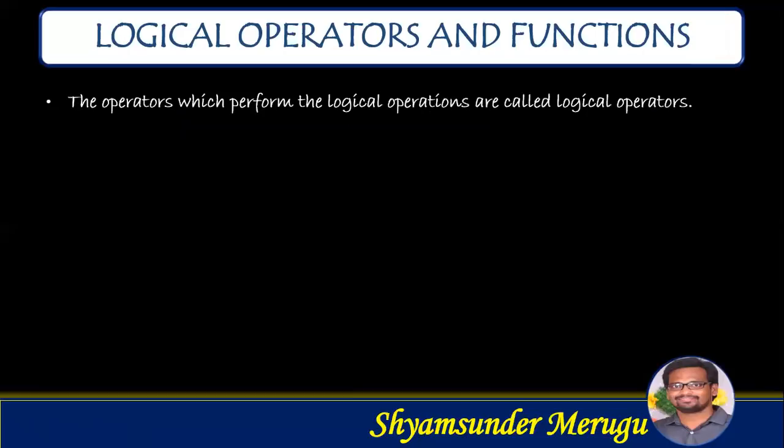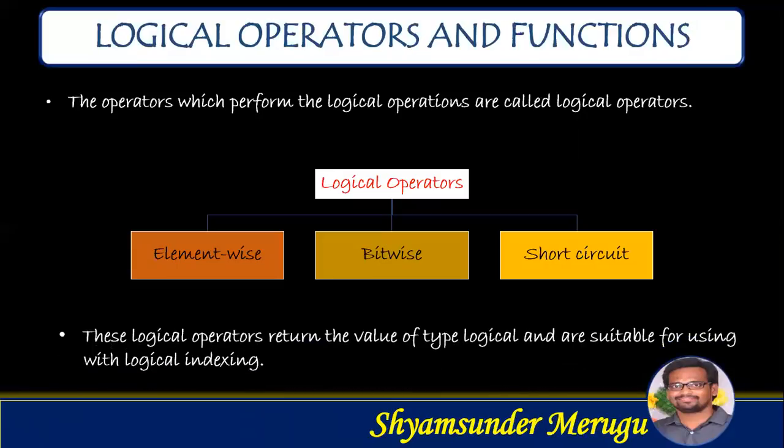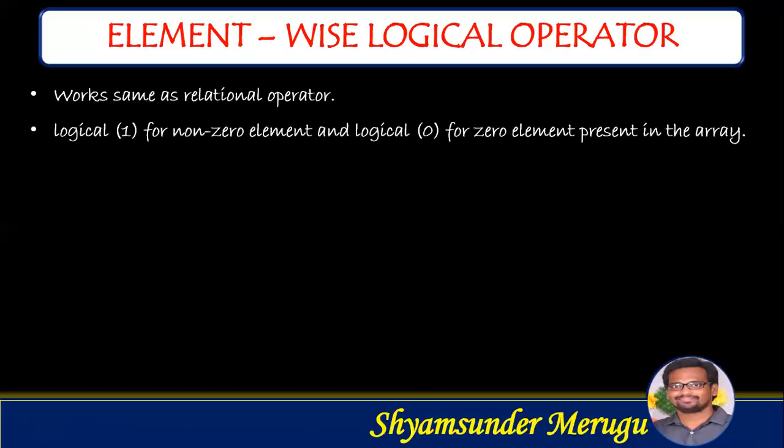Coming to logical operators and functions, the operators which perform the logical operations are called logical operators. There are 3 types of logical operators supported in MATLAB. They are element-wise logical operator, bit-wise logical operator, and short-circuit logical operator. These logical operators return values of type logical and are suitable for use with logical indexing. Coming to the element-wise logical operator, it works the same as the relational operator.